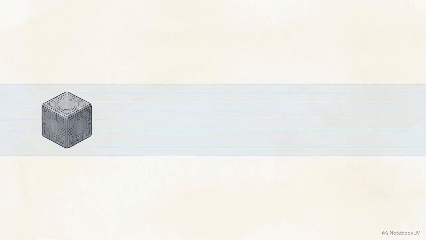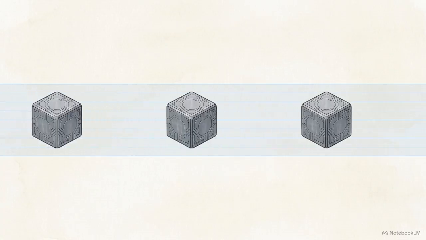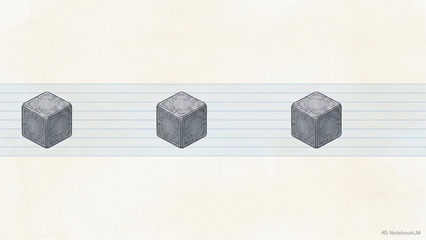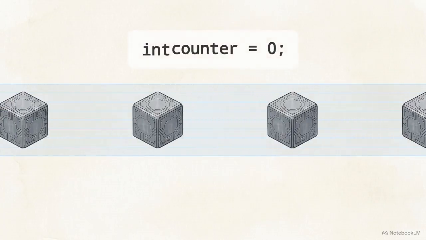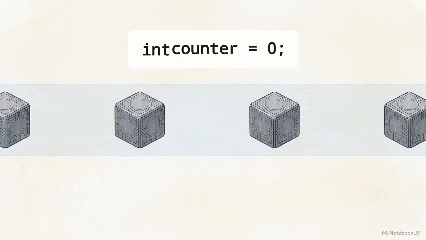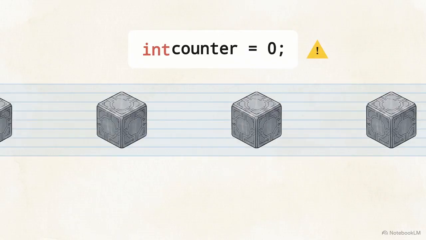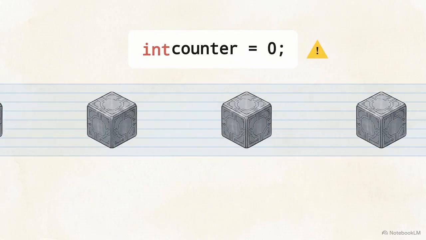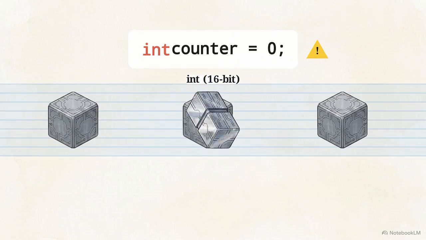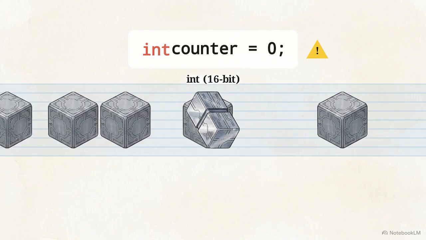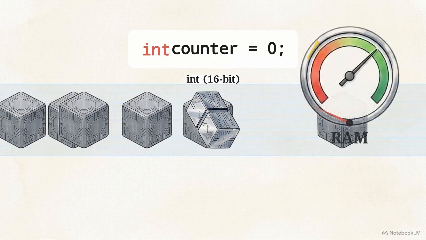Furthermore, the 8051 is strictly an 8-bit architecture. Its data paths process information exactly 8 bits at a time. This creates an immediate problem with standard programming habits. On a PC, a developer will typically declare an integer, or int, for a simple loop counter without a second thought. But the standard int data type requires 16 bits, or 2 full bytes of memory. Forcing an 8-bit microcontroller to process 16-bit variables burns through extremely limited RAM and slows down execution.